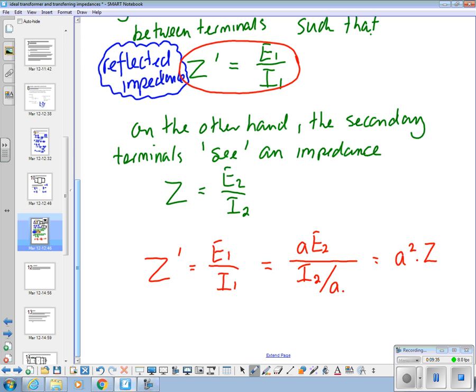You see where that came from or not? Maybe I'll have another step in there. Do you see how that becomes A squared on the top? Yeah? Do you all see that or not? When we divide a fraction by another fraction, we turn one upside down and multiply. So this A comes up here and becomes A squared. Yep. So that becomes A squared times E2 over I2. And what's E2 over I2? That's Z. Yeah, so it equals A squared times Z. So the impedance on the secondary, as seen by the generator, is equal to the turns ratio squared times the connected impedance.